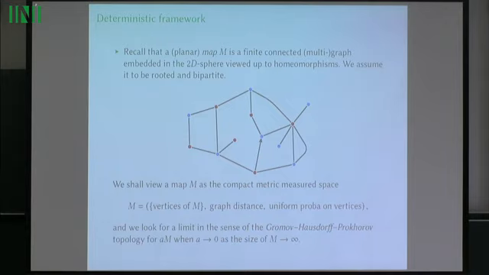So basically we want to consider a sequence of maps with the size tending to infinity, rescale the graph distance by something tending to 0 appropriately, and look for a continuum object. And we want to do this for random maps.